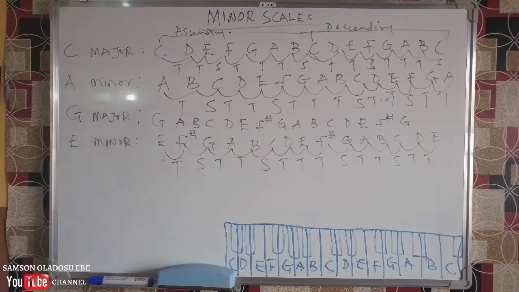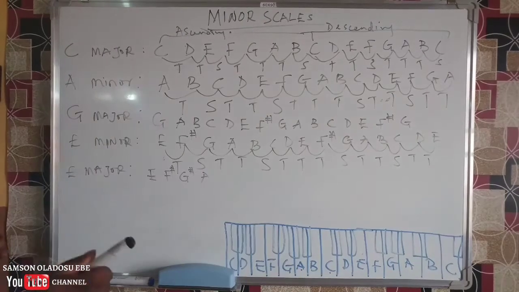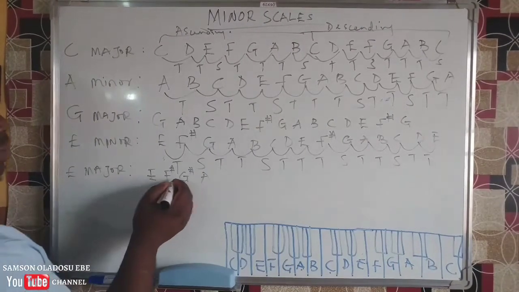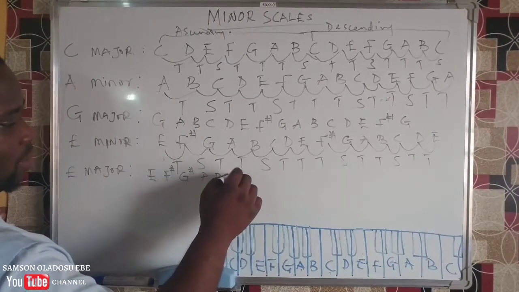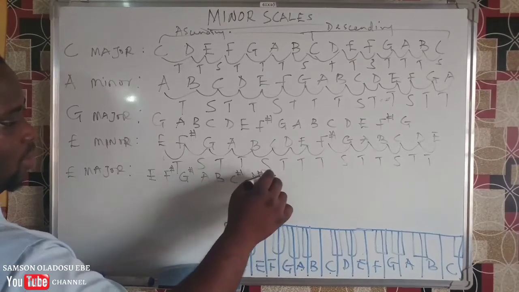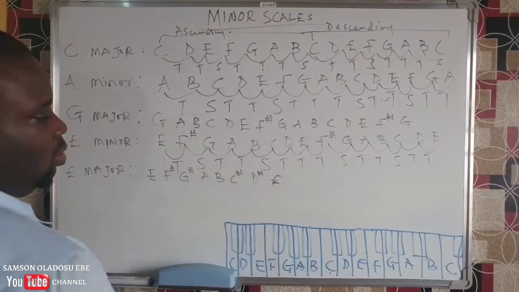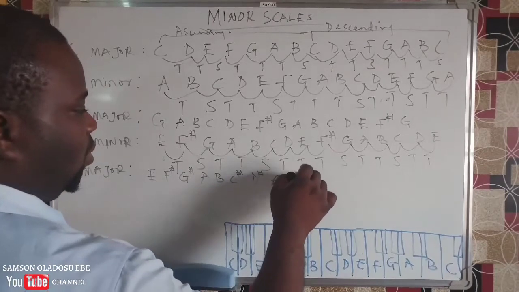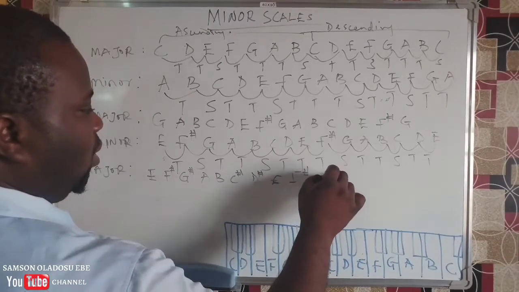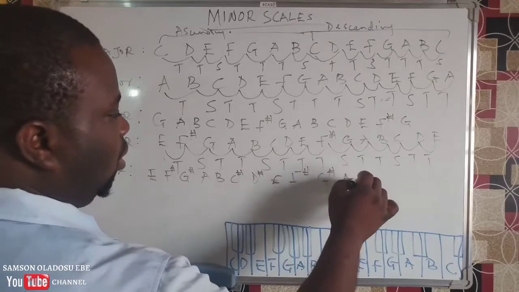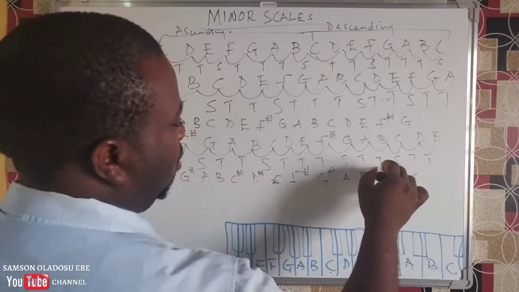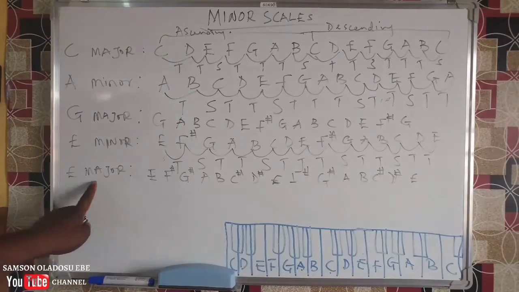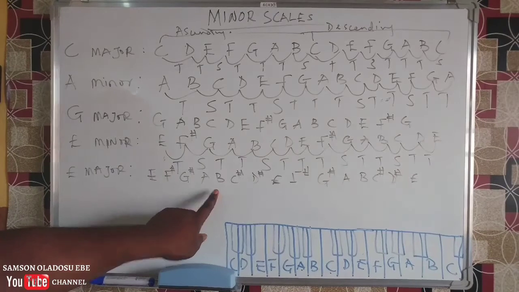Now, don't forget, if it's going to be E major. Okay, so let's try one more. Let's do the scale of E major now. E, F sharp, G sharp, A, B, C sharp, D sharp, and E. For descending order, it's going to be this way: E, D sharp, C sharp, B, A. Okay, so this is the scale of E major.